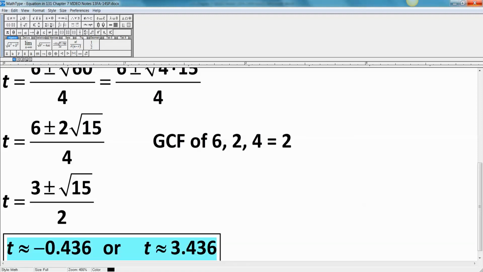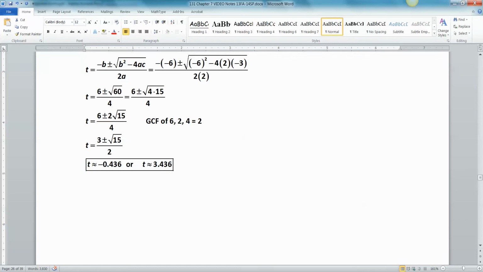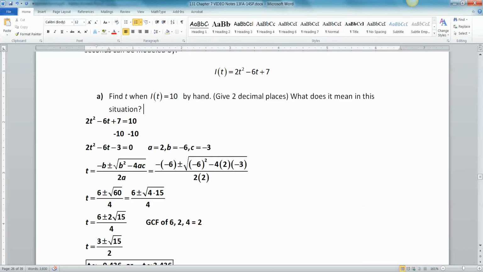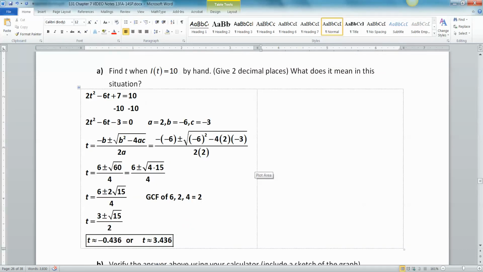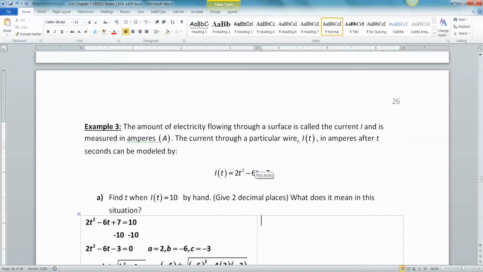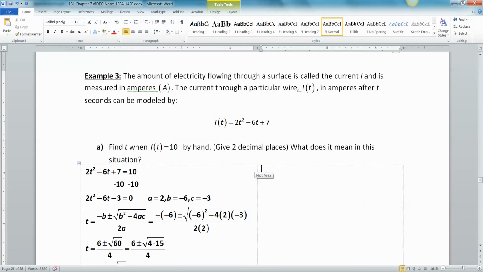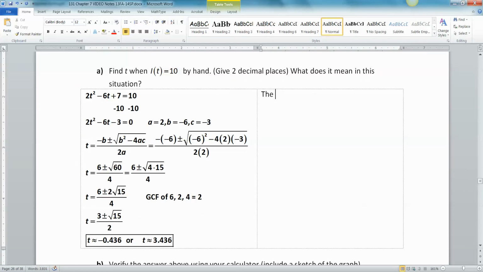All right, so now here's the thing. What do they really mean, right? So we have to explain that. So hold on one sec. Okay, so this means that what we're finding is the amperage, or the, what is it? The current through the wire. So the current through a wire in amperes. So the current through the wire was 10 amperes in 3.436 seconds. And that's it, right?